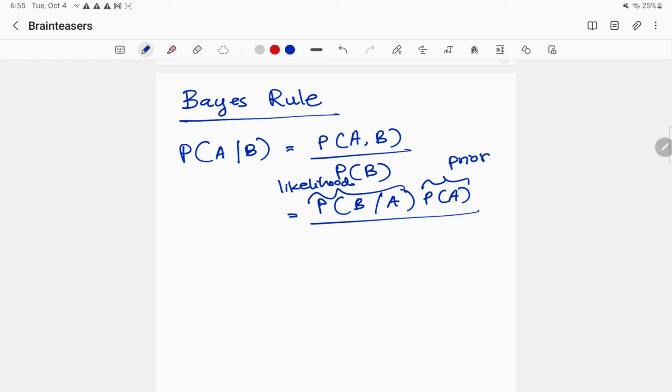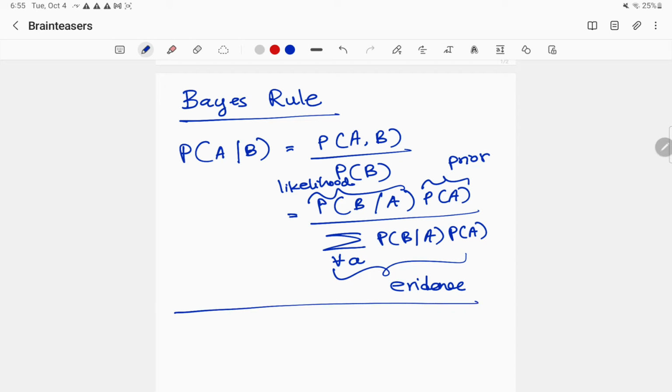and then in the denominator we write the evidence using the law of total probability. It should be for all A's, probability of B given A and P(A). So this is called the evidence, and so this is the idea of the Bayes rule.